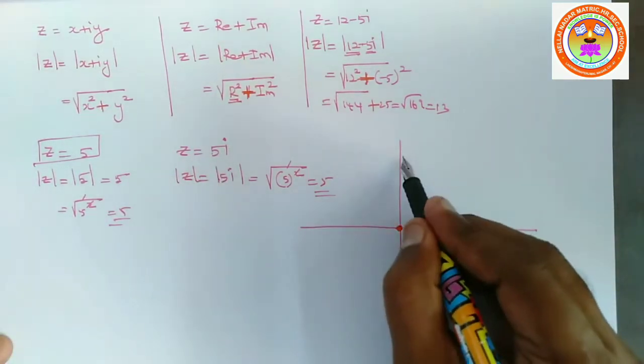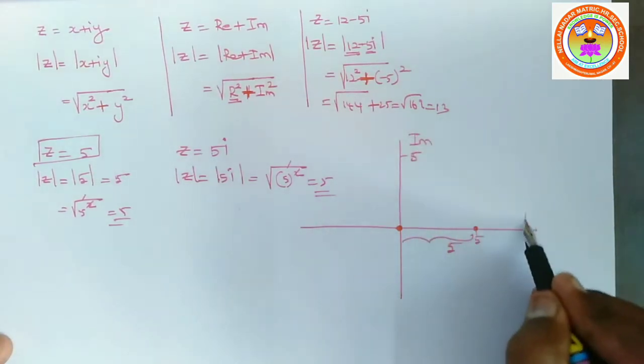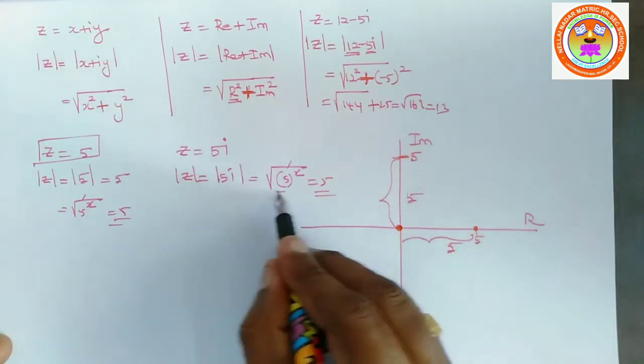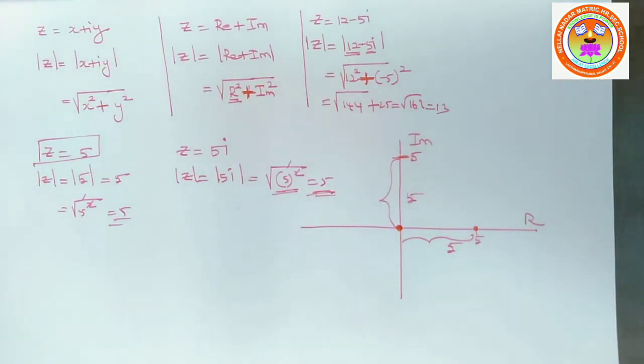Suppose 5i. 5i is nothing but imaginary. This is real, this is imaginary. What is the distance between the origin and 5i? Nothing but distance 5. So this only we have got. The answer is 5. You can easily say.